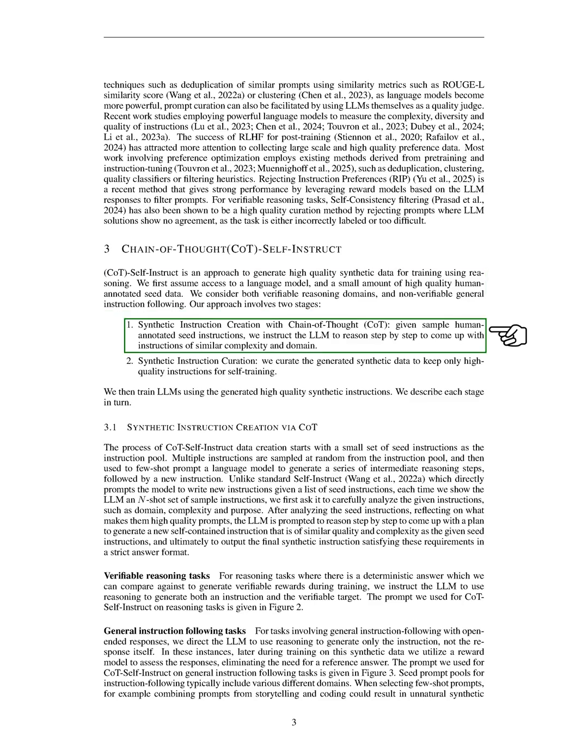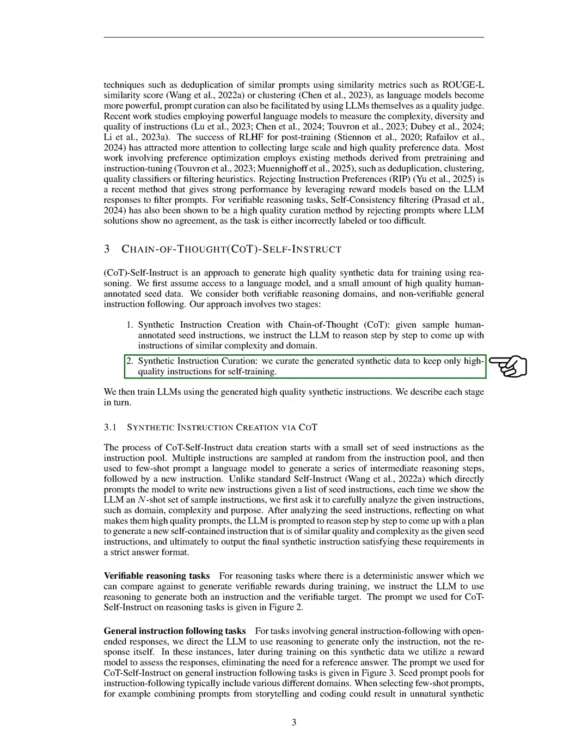Our method consists of two stages. 1. Synthetic instruction creation with Chain of Thought, CoT. We take sample seed instructions and prompt the language model to reason step by step to create new instructions of similar complexity and domain. 2. Synthetic instruction curation. We then refine the generated synthetic data, keeping only the high-quality instructions for self-training.